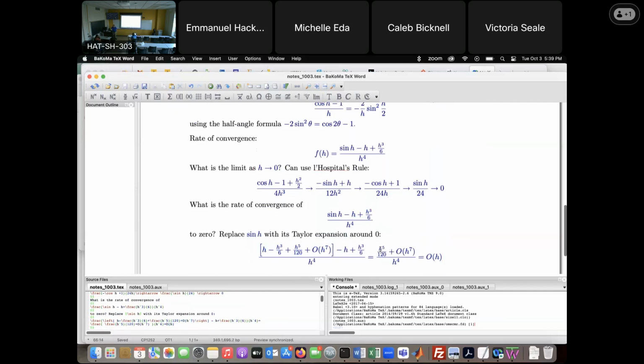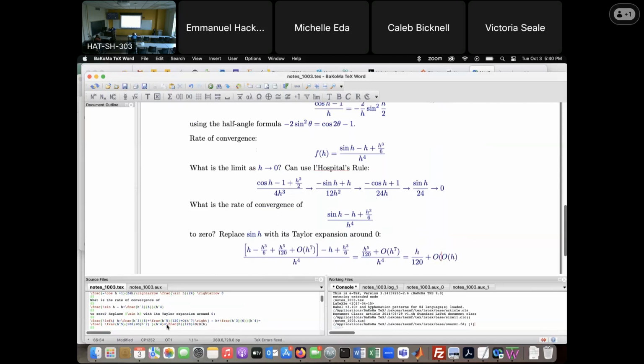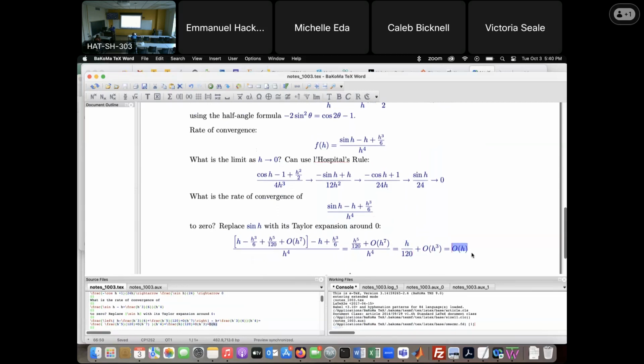The reason why is we have h to the 5th up here and h to the 4th down here. So really I can write this as h over 120 plus big O of h cubed. But the term that determines the rate of convergence is this one, h over 120, so it's big O of h. So this is the final answer, the rate of convergence.